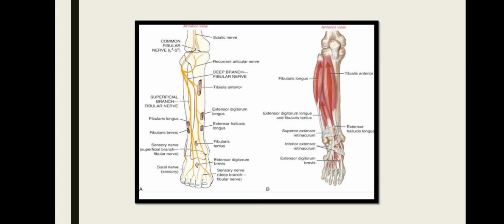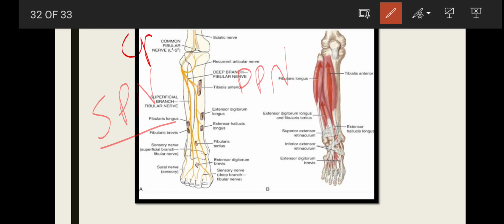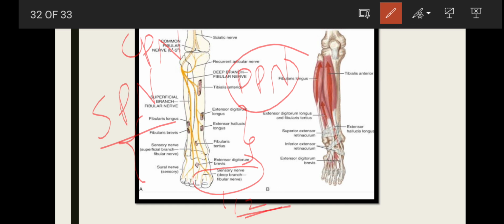Now this is another picture showing the common peroneal nerve and deep peroneal. This is the deep peroneal nerve, this is the superficial peroneal nerve. The common peroneal nerve divides into superficial and deep peroneal nerves. The deep peroneal nerve supplies the anterior compartment muscles, the superficial nerve supplies the lateral compartment and the cutaneous supply. We have to know this, the deep peroneal nerve supplies only the first and second. The rest is supplied by the superficial peroneal nerve.